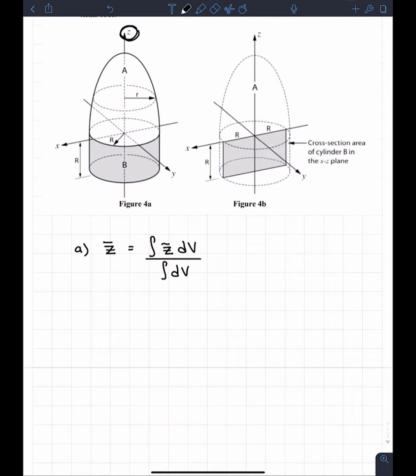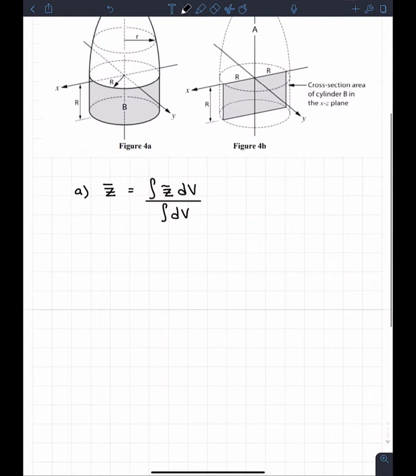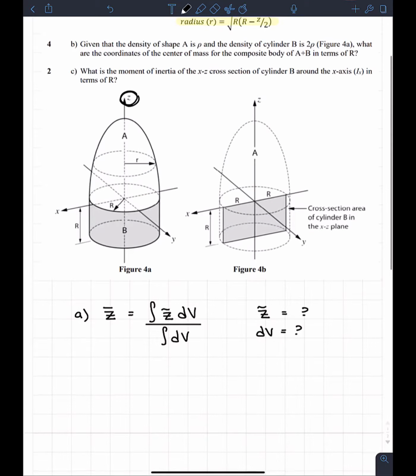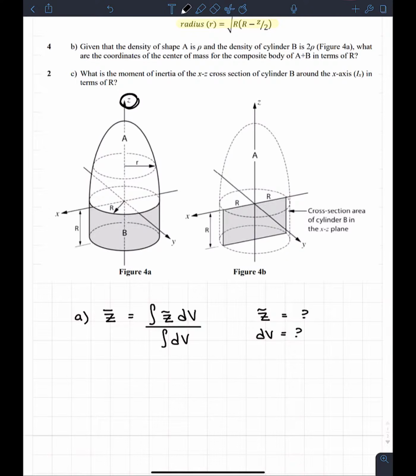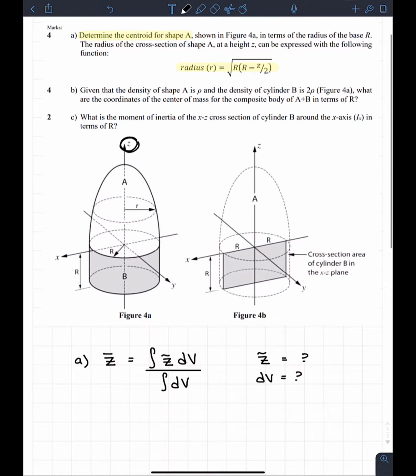Coming down here, all we have to realize is we only need two things to solve this. The first one is, what is z squiggle? This is equal to whatever. And then, what is dV? It's the same process as we did before, where we would take a slice of a 2D shape and determine, usually, y squiggle or x squiggle, and then we would determine dA based on the slice. It's the exact same thing we're going to do here in 3D.